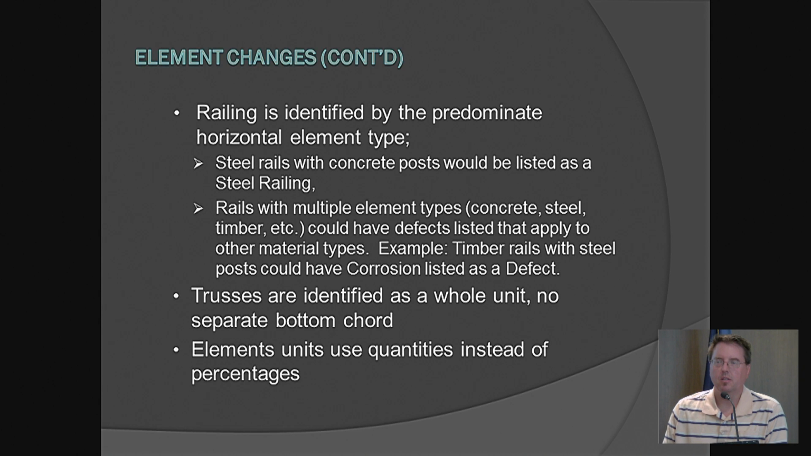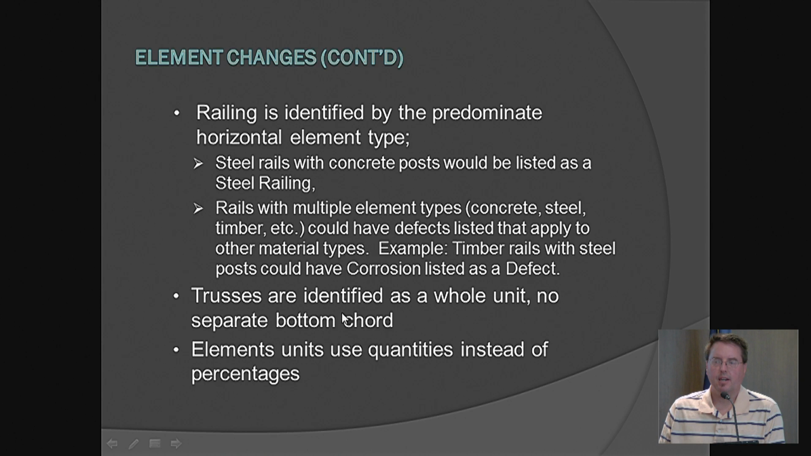The railing is similar to the abutments, where it's the main horizontal element that's going to determine what we're calling it. Steel rails with a concrete post is going to be quantified or called out as a steel rail. And again, you might have multiple material defects for the overall parent. So if you had a steel rail with concrete post, you might end up having spalling or exposed rebar showing up on your steel rail.